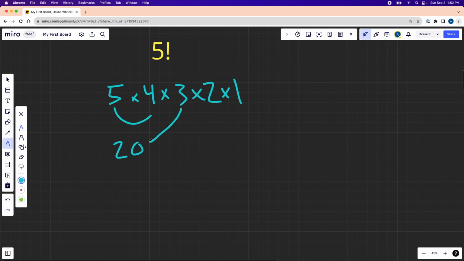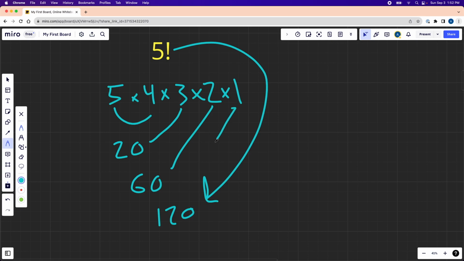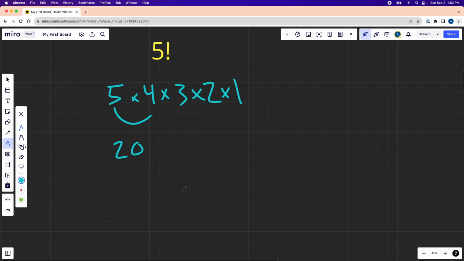And now we're saying 3 times 20. That is going to give us 60. And then 2 times 60, that is going to give us 120. So 5 factorial is, I guess we could say 1 times 120, but again, that's just going to be 120. So 5 factorial is 120. All right, let's try it again with another number.